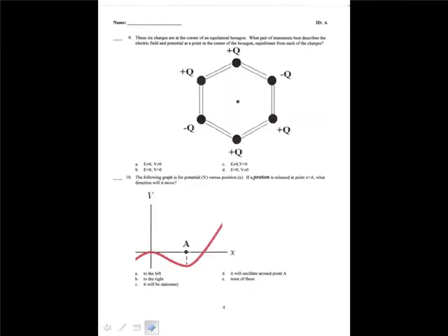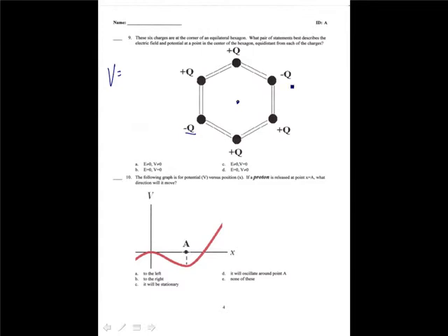These 6 charges are in the corners of an equilateral hexagon. What pair of statements best describes the field and the potential at the center? Well, the first thing we want to consider is the potential. We just count up the charges. This point is equidistant from all the charges, so we have to have equal numbers of positive and negative charges in order to have 0 potential.